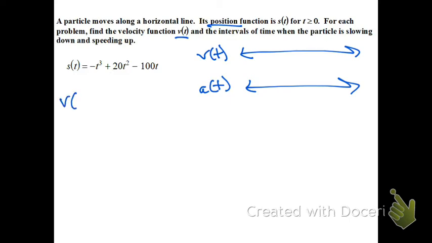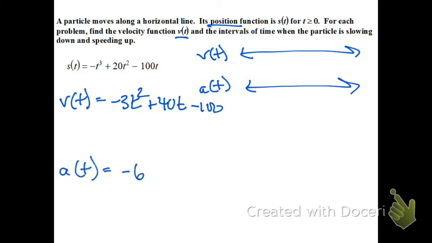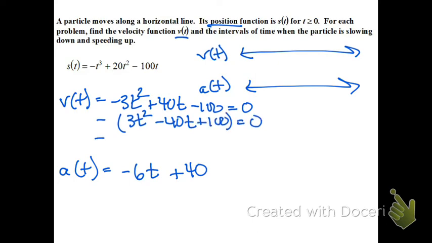So velocity, first derivative, negative 3t squared plus 40t minus 100. Acceleration is the derivative of that, negative 6t plus 40. Okay, now we need to do two sign charts, okay? So this first one, for velocity, we're going to set that equal to 0. When it's a negative out front, don't divide by it. It'll mess up your signs on your sign chart. Just factor it out. Leave it there, though. Okay, leave that negative there. Factor.